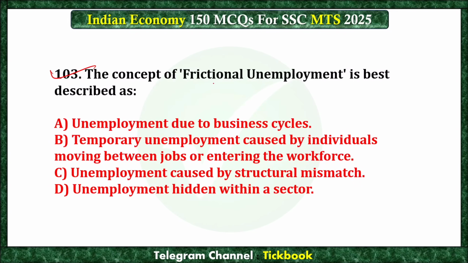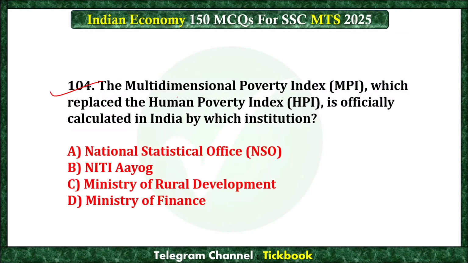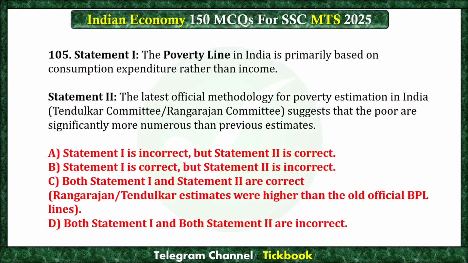103. The concept of frictional unemployment is best described as... Option number B, temporary unemployment caused by individuals moving between jobs or entering the workforce. And 104. The Multidimensional Poverty Index, which replaced the Human Poverty Index, is officially calculated in India by which institution? Number B, NITI Aayog.